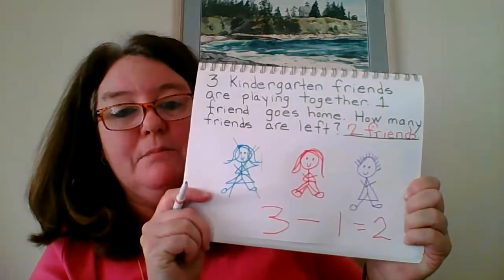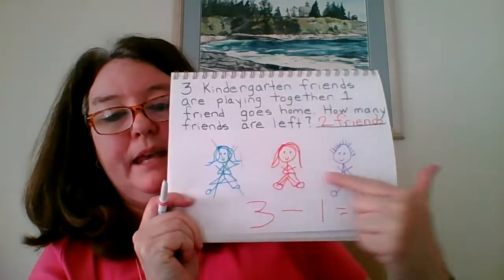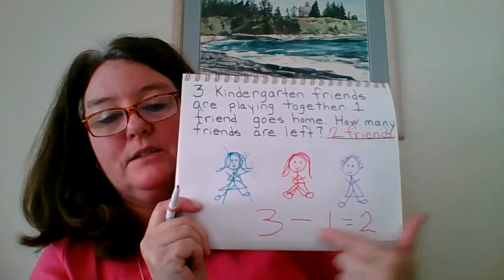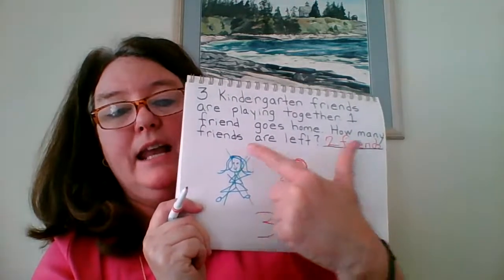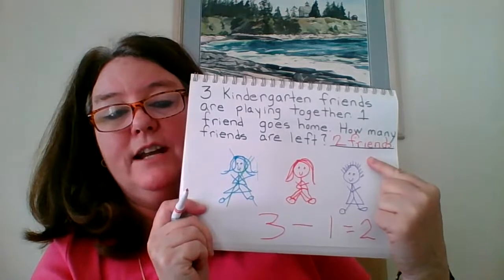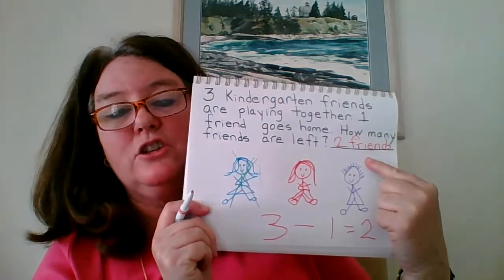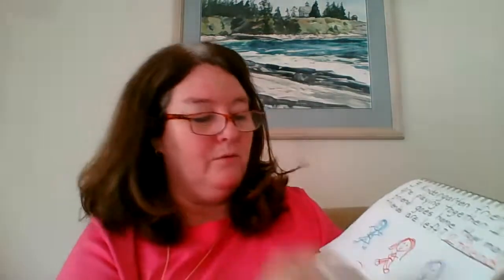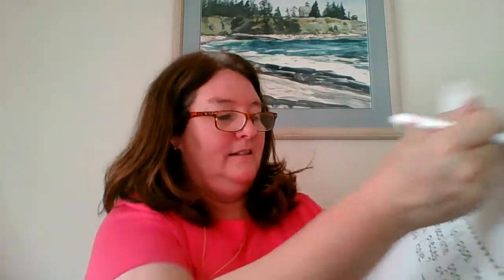Again, I read my story. I drew a picture to help me. I wrote the equation. This time it was a subtraction equation. And when I answered the question, I labeled my answer. How many friends are left? I didn't just say 2. I said 2 friends. All right, I have one more story for us.